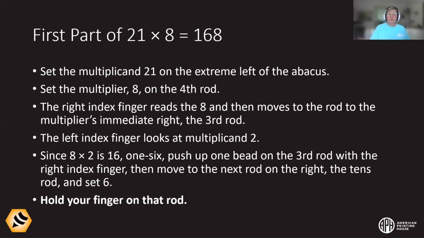We're going to read the problem like we're used to. The right index finger reads the 8 and then moves to the rod to the immediate right. The left index finger reads the first digit of the multiplicand, the 2. Since 8 times 2 is 16, the right finger pushes up a 1, moves to the right and pushes a 6, and then that right finger stays on the 6. You hold your finger there.